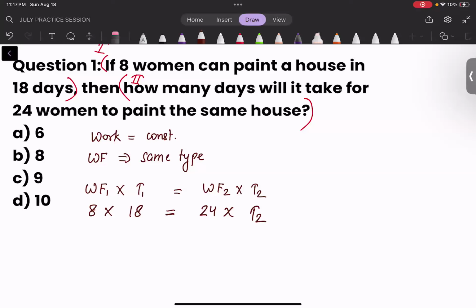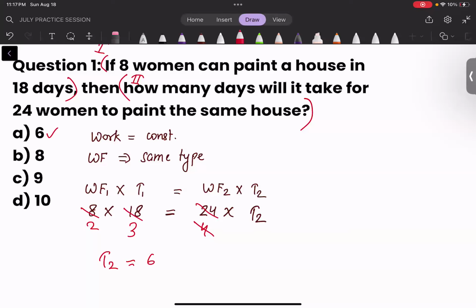6 days. Okay, let's calculate. So 6 into 4, 6 into 3, and 4 into 2. So 2 into 3, 6, I will get. T2 equals 6. All right, so 6 is your answer.